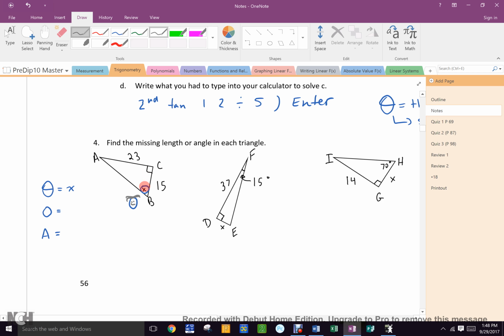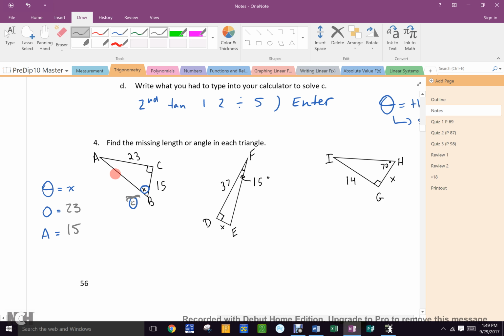What is opposite to X? 23. What is adjacent to X? 15. Why did none of you tell me this side? Because that's the hypotenuse. He already has a name. He doesn't get to have another one. He's not that special. Okay? I shouldn't assume. Z isn't that special. All right?